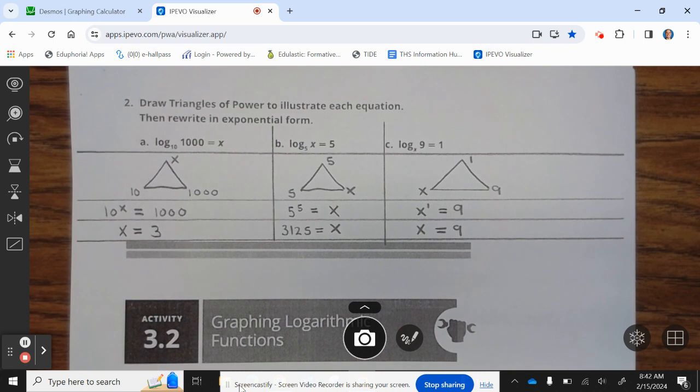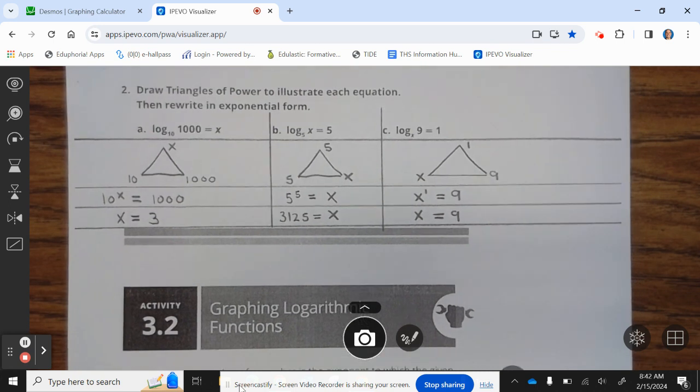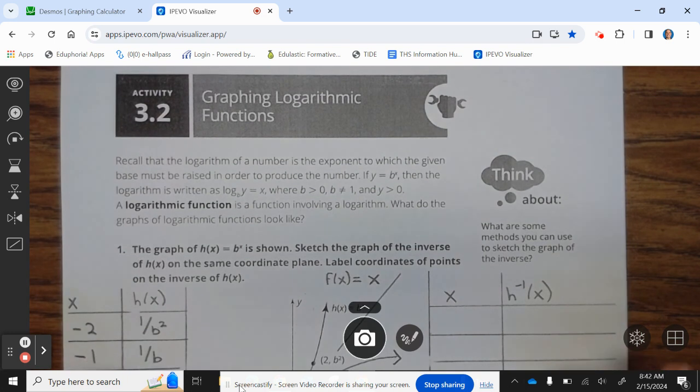Number 2, draw triangles of power to illustrate each equation, then rewrite in exponential form. Go ahead and look over 2a, b, and c. All right, let's take a look at activity 3.2, graphing logarithmic functions.